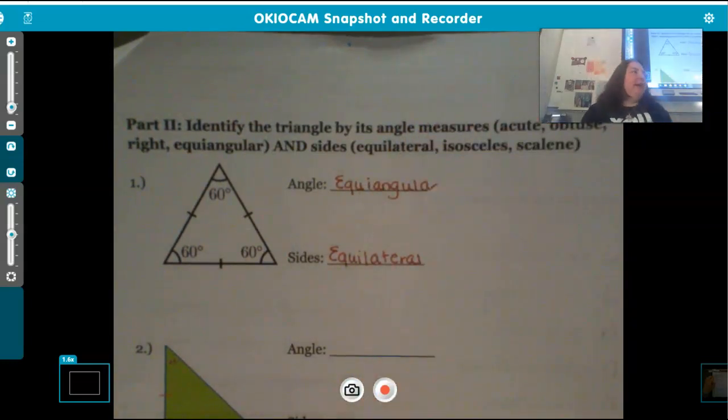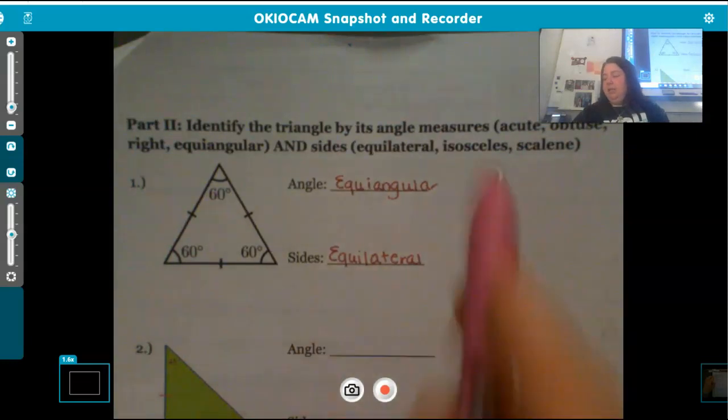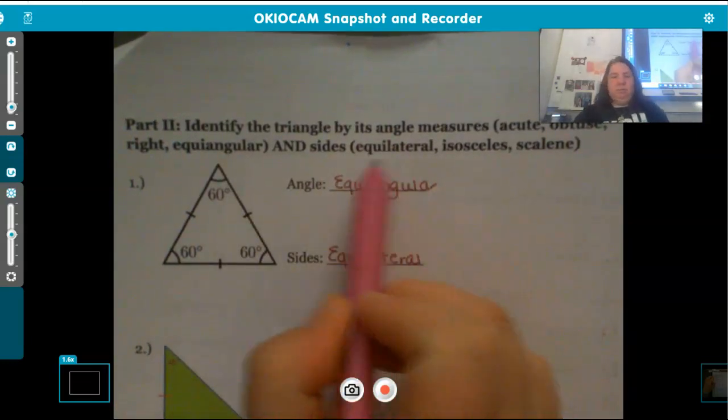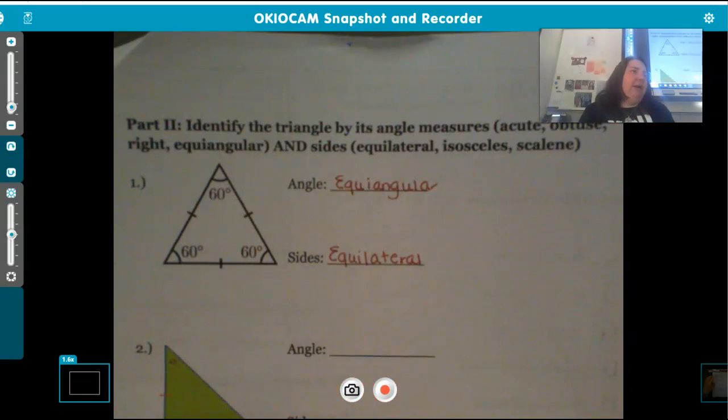I'm going to be honest. If you are on the final and you have a triangle that looks like this and you identify it as an acute equilateral triangle, I would accept that. Equiangular is the better answer, but acute is technically correct.